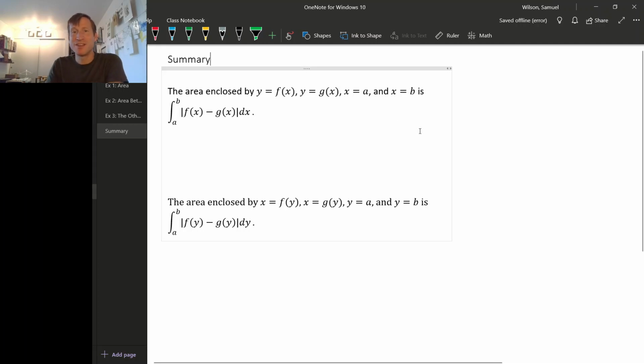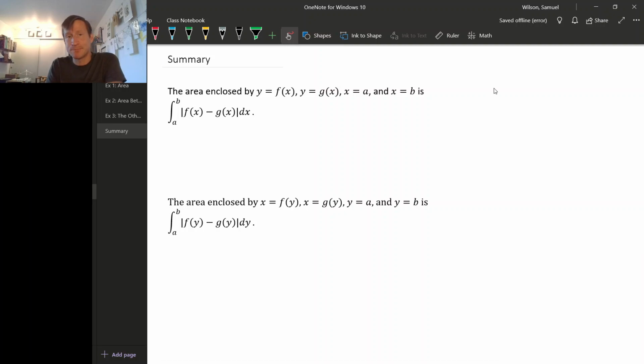Let's summarize everything that we figured out about finding areas between two graphs. So if the graphs are graphs of functions of x, and you want to know the area between two x values, x equals a and x equals b, then the total unsigned area is given by this integral: the integral from a to b of the absolute value of f of x minus g of x dx.